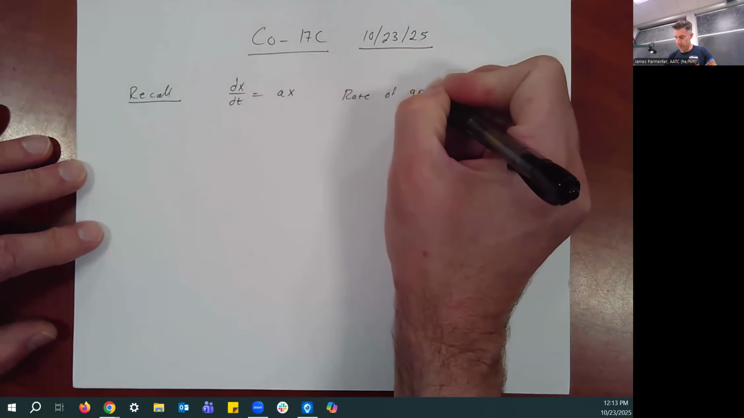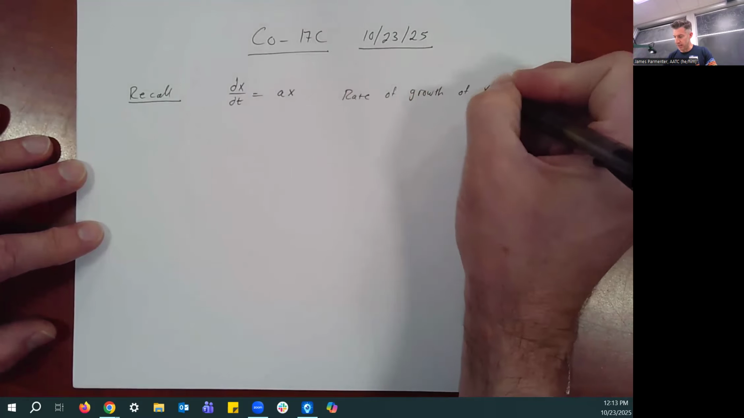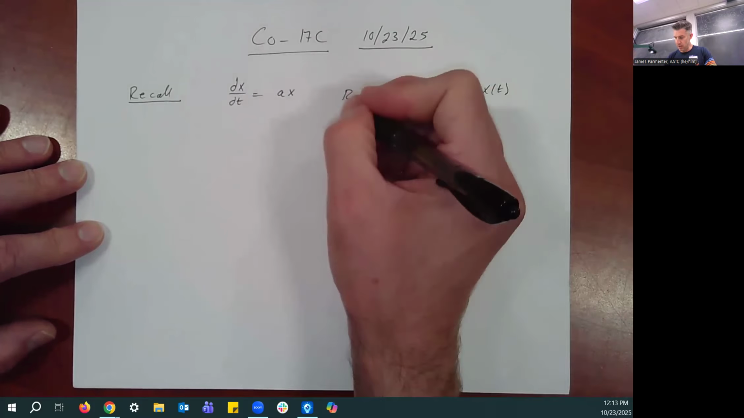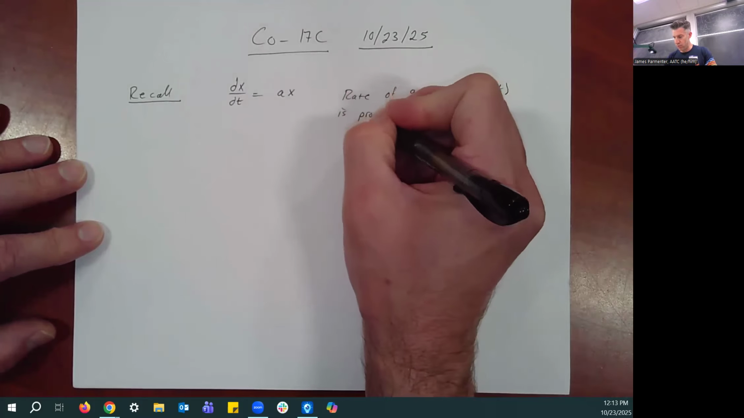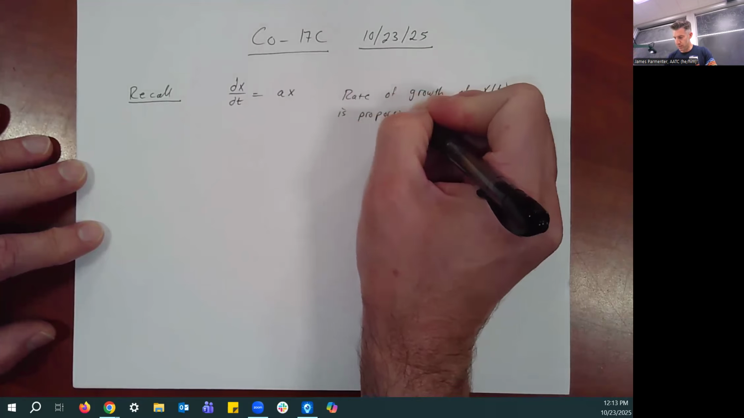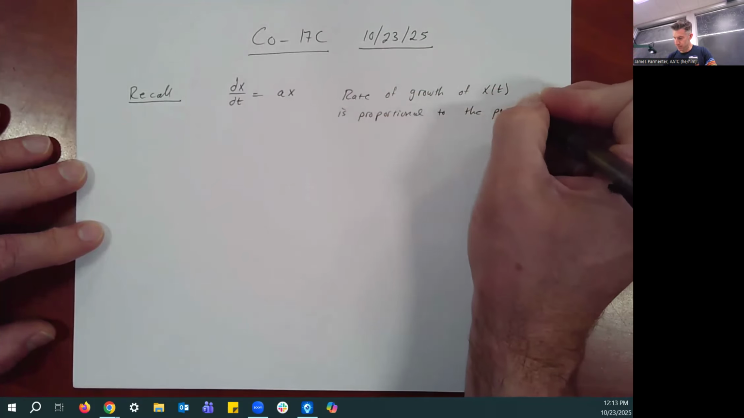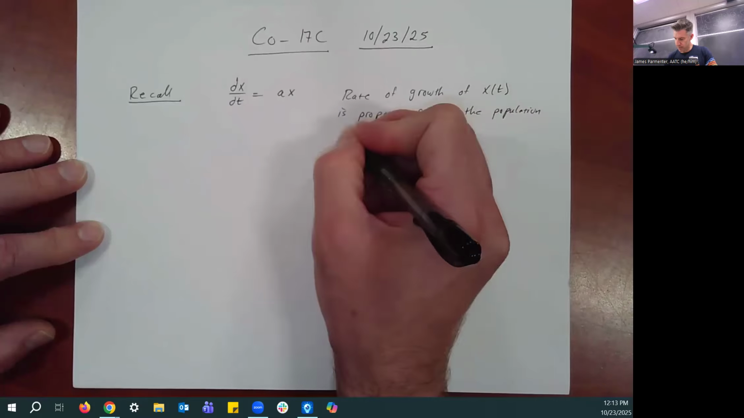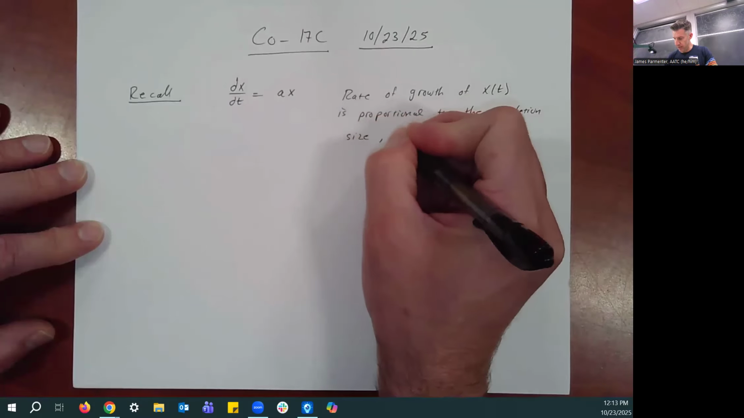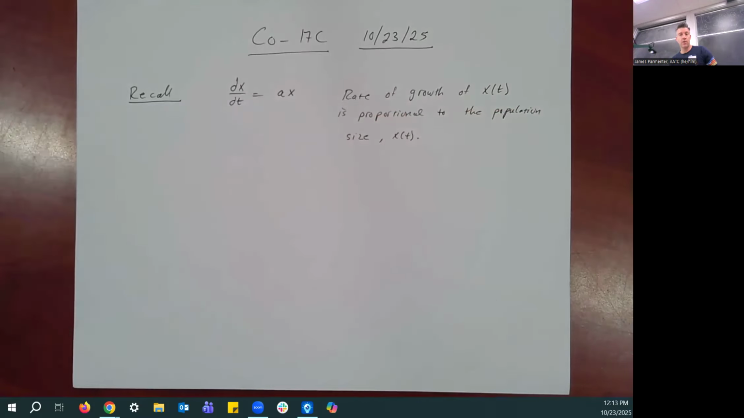growth of x as a function of t is proportional to the population size, x of t. Which, for a lot of things, makes sense. Like if we're talking about people, right? The more people you have, the faster the rate of growth is, because more people make more people faster.